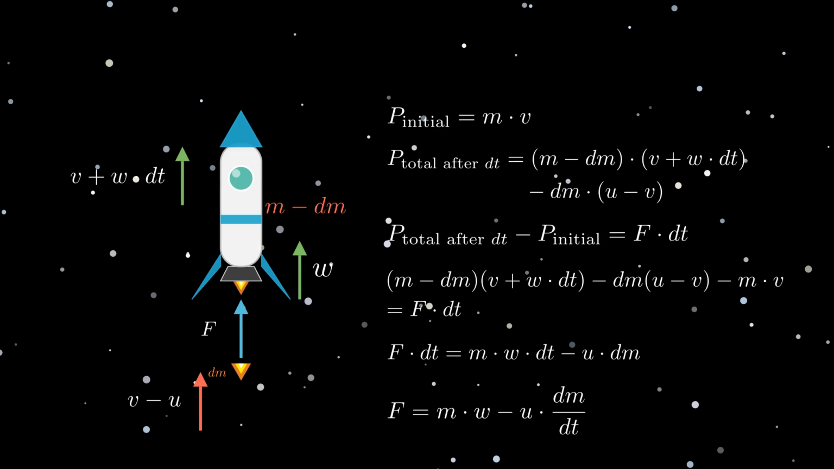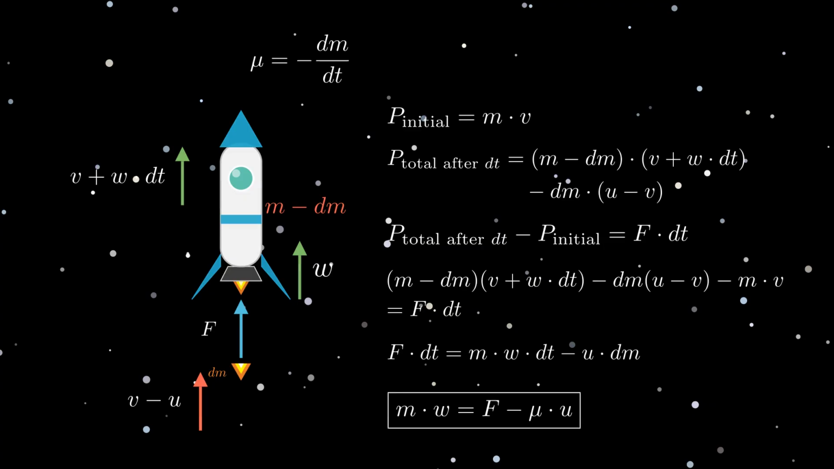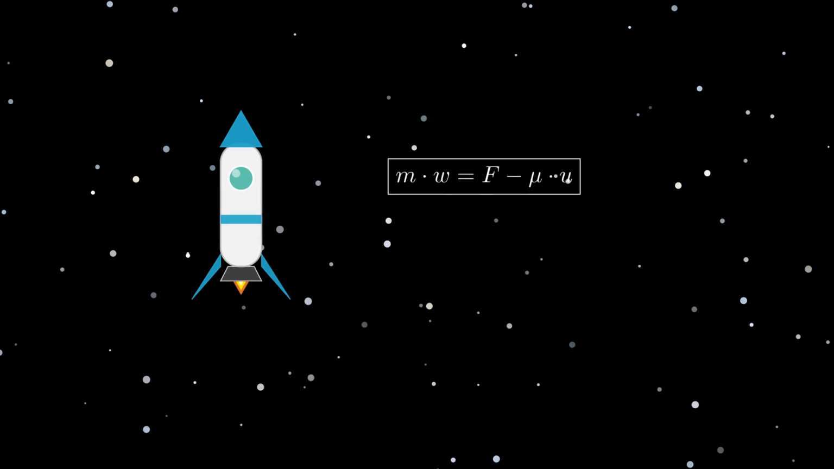Let's introduce the mass discharge rate. The mass discharge rate is defined as mu is equal to minus dm by dt. Please note that this negative sign appears because the rocket's mass decreases with time, and we want mu to be positive. Therefore, we are writing mu as minus dm by dt. Substituting this relation into our equation, it gives us m into w is equal to F minus mu into u. This is the equation of motion of the rocket ejecting gas continuously.